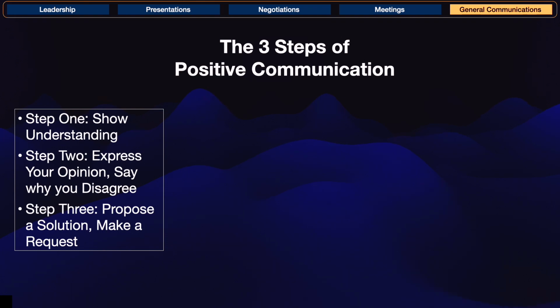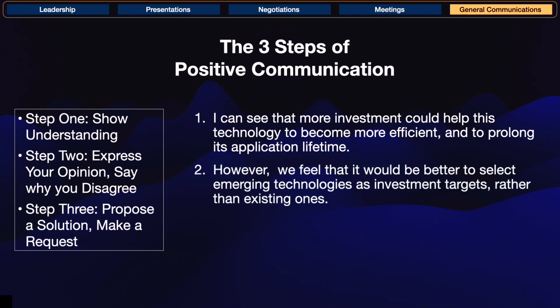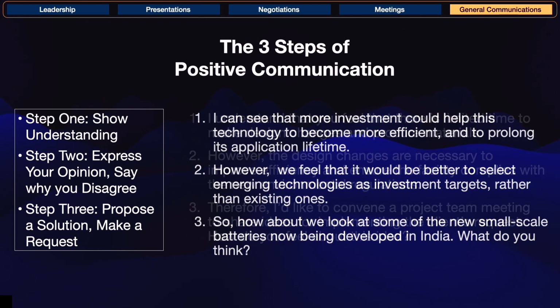For step 1, show understanding, you could say something like this. I can see that more investment could help this technology to become more efficient and to prolong its application lifetime. Step 2. However, we feel that it would be better to select emerging technologies as investment targets rather than existing ones. Step 3. So how about we look at some of the new small-scale batteries now being developed in India? What do you think? Okay, let's look at another example.